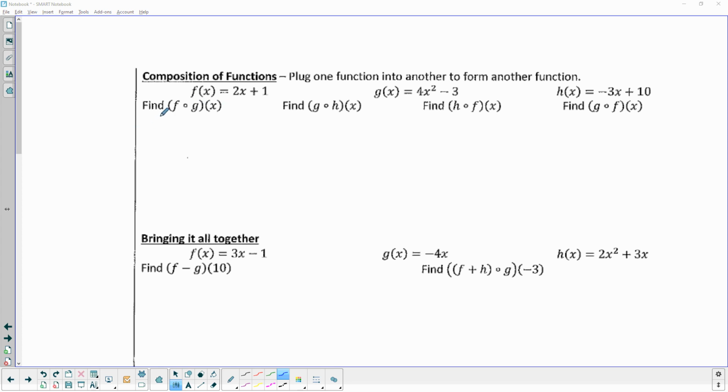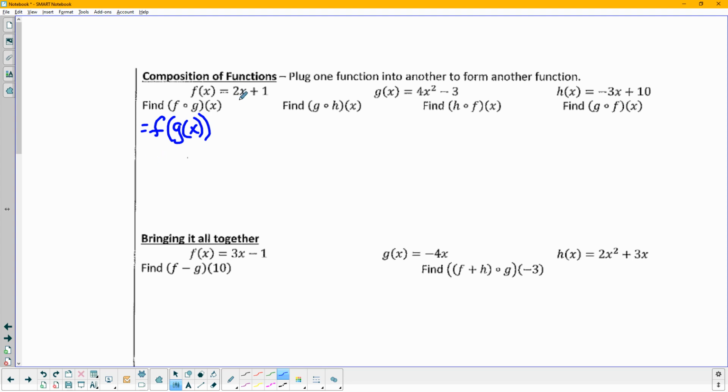Numerically or algebraically, what that means is I'm going to find the value of f of g of x. What I really want to do is figure out what g of x is, which I probably know, but then put that as the input. And that's, again, going back to what these parentheses mean. What's inside the parentheses is my input of the function.